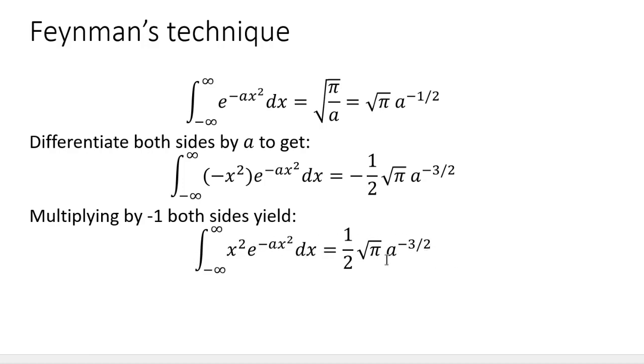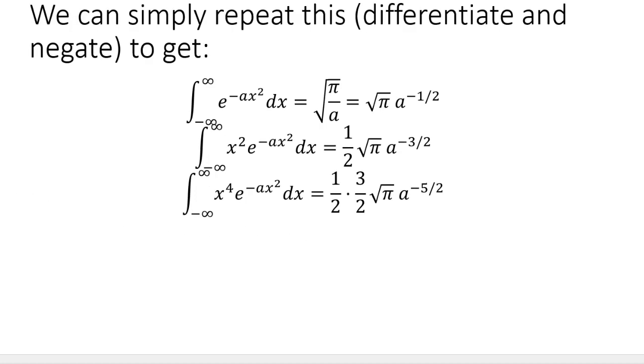And actually, to answer the question in the title of this video, you should set a as 1. Okay. But we're not going to stop here. Notice that if we differentiate yet again, another negative x squared will come down, right? So we can just keep doing that.